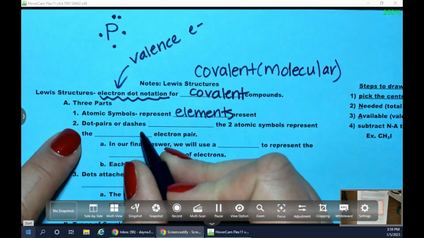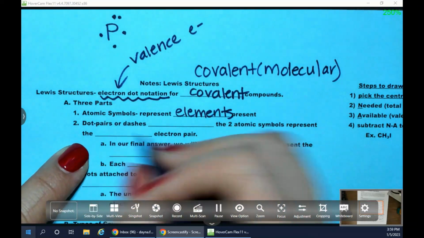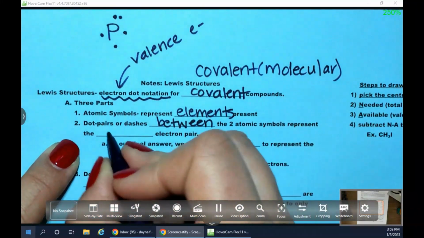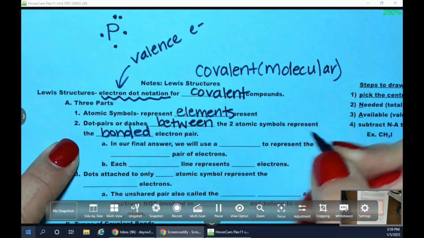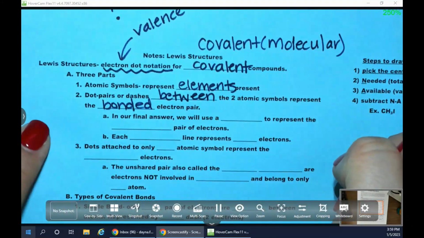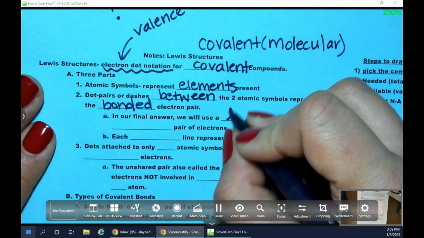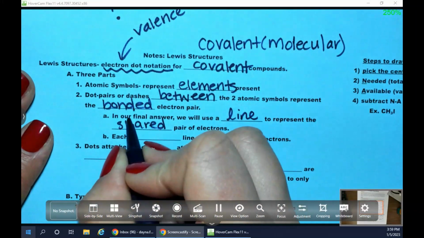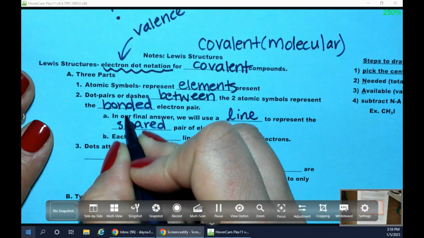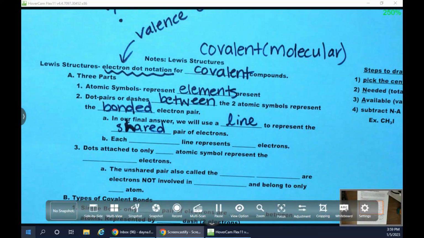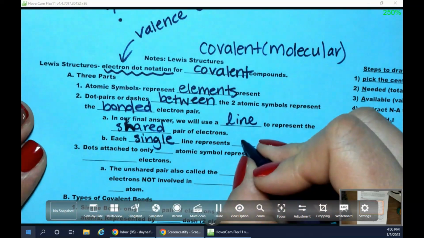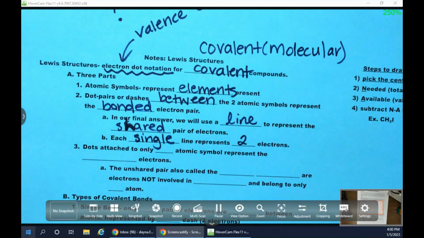Okay? All right. Then we're going to have dots, dot pairs or dashes between these 2 elements, and they represent the bonded electron pairs, or electron pair. In your final answer, you're going to use a line to represent the shared pair of electrons. Okay, so sharing is what's happening now. So in ionic, we were transferring an electron. Now we're going to share. Each single line represents 2 electrons.